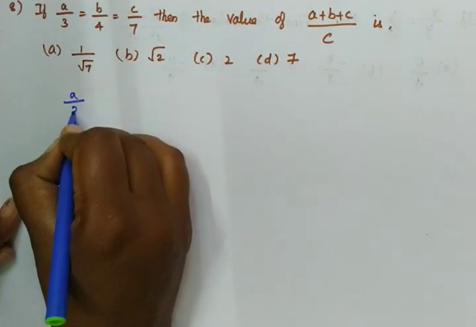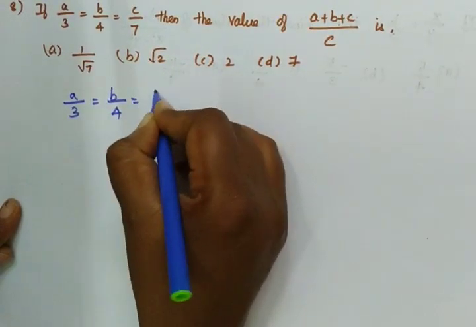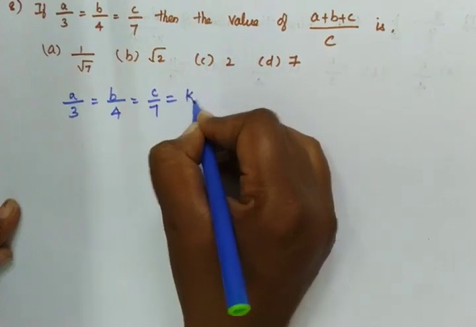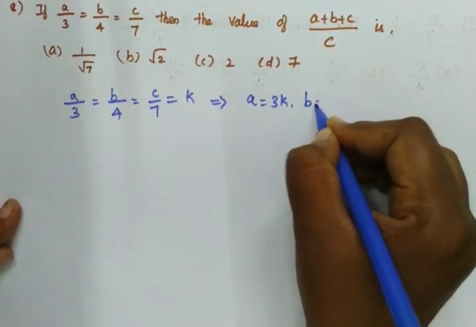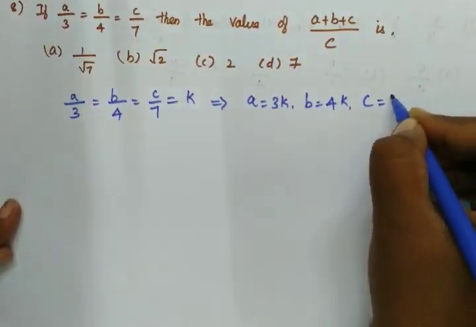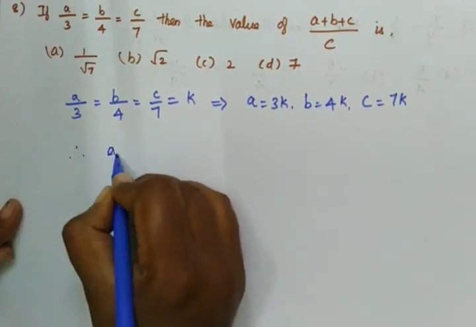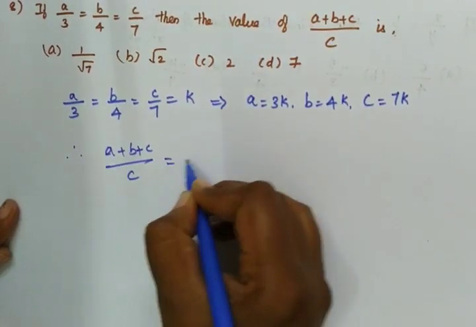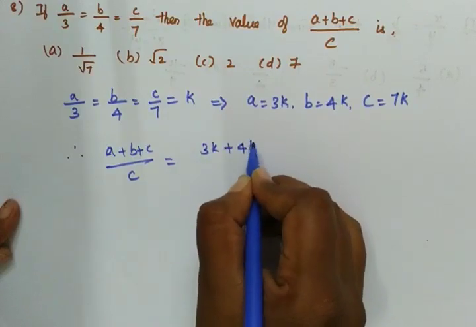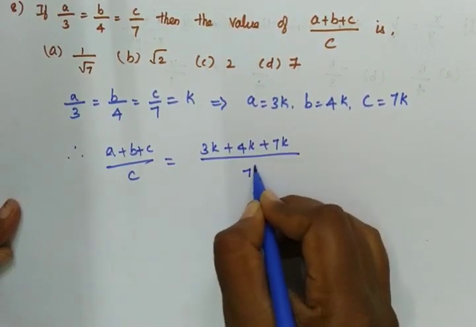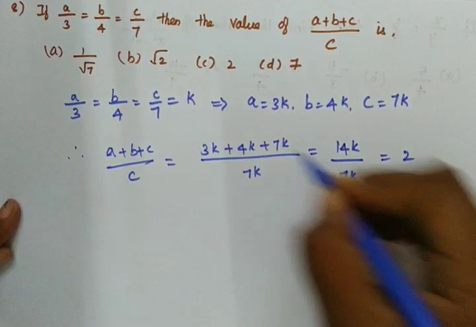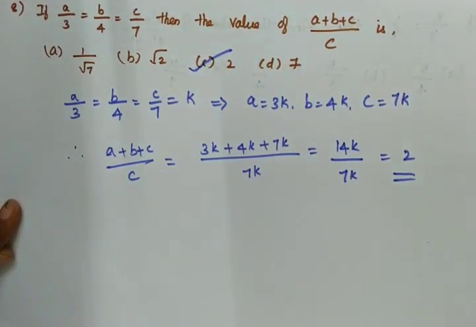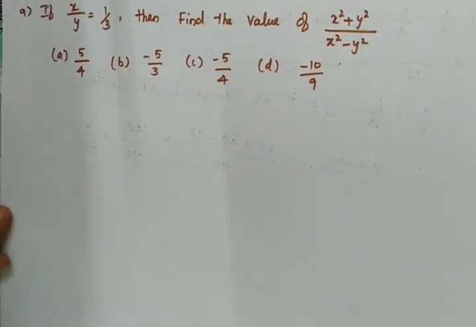So we know that a by 3 is equal to b by 4 is equal to c by 7. Let us take k as a constant. Now we can write this as a is equal to 3k, b is equal to 4k, c is equal to 7k. Therefore a plus b plus c by c is equal to 3k plus 4k plus 7k by 7k, which is 14k by 7k, which is equal to 2. So the option is 2. So this is very easy. If you get questions like this, you can solve them easily. Then we'll move on to the next problem.